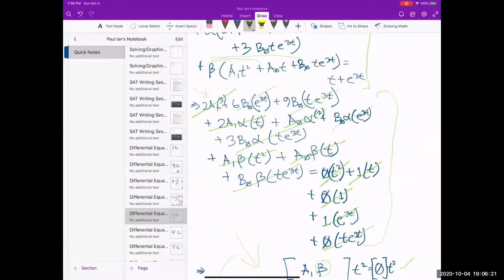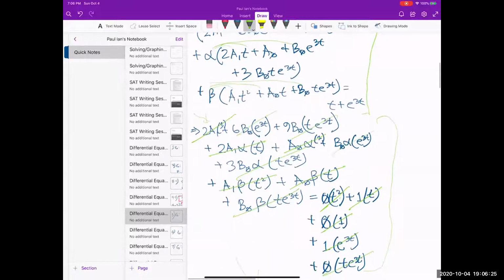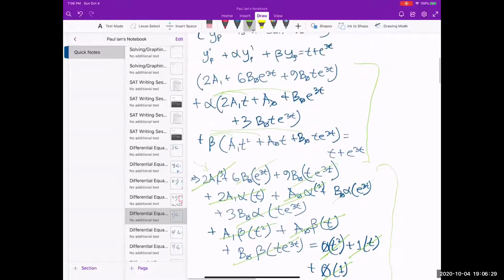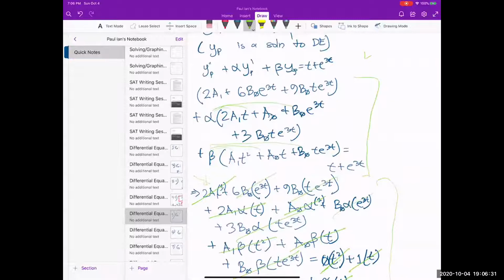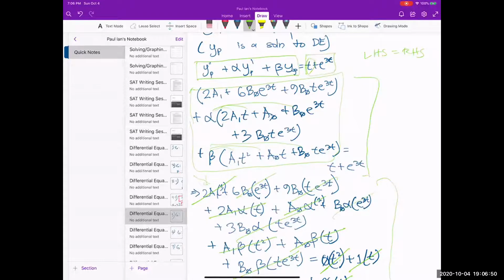And then you have this, right? Just check this out. You always work with a left-hand side and a right-hand side. So you know how the left-hand side is all this differential equation, right? And you plug them in and you get this guy, right here. And then this right-hand side, you only have terms of t and terms of e^(3t), right?